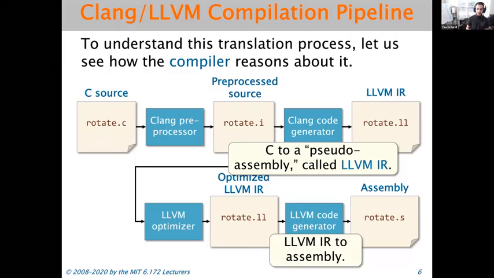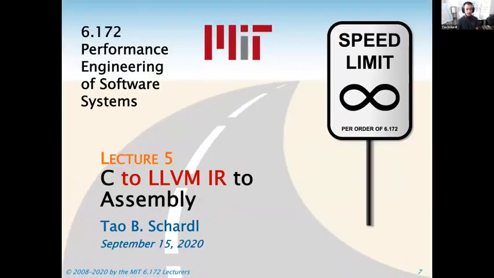Now for today, we just want to understand how C gets turned into assembly. And so we're really just going to focus on these two code generation steps. How does C get transformed into LLVM IR? And then how does LLVM IR get transformed into assembly? And so really a better title for this lecture is C to LLVM IR to assembly.